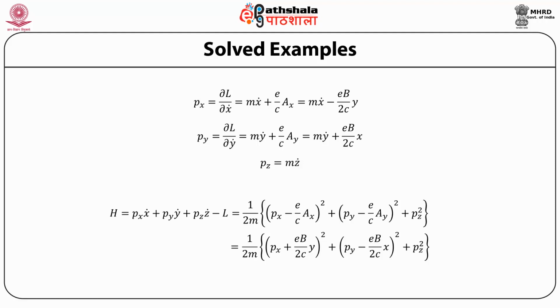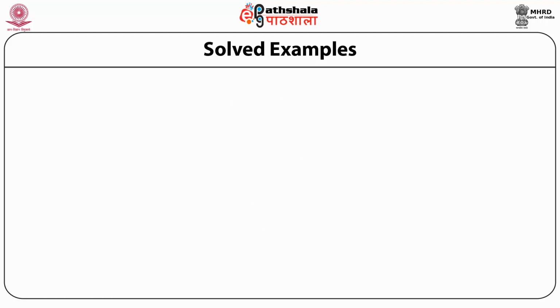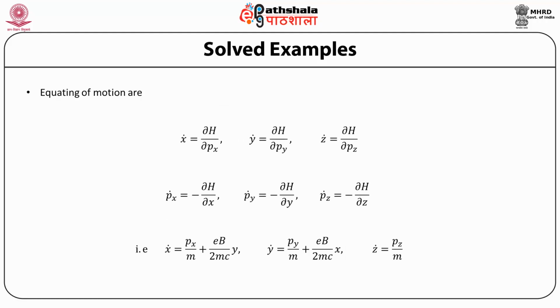Now what we want to do, having obtained the Hamiltonian, we want to write down the Hamiltonian equations of motion. The Hamiltonian equation of motion we are all familiar with, and straightforward now. Our coordinates are x, y, z and our conjugate momenta are px, py and pz. So the equation of motion can be immediately written and we get, for example, x dot is equal to px by m plus eB by 2mc y, and the equation for y dot is equal to py by m minus eB by 2mc x and z dot is equal to pz by m.